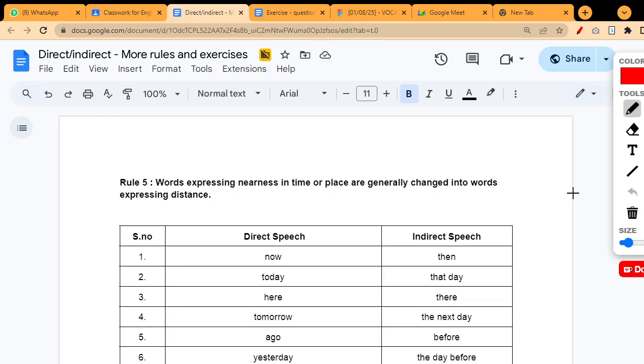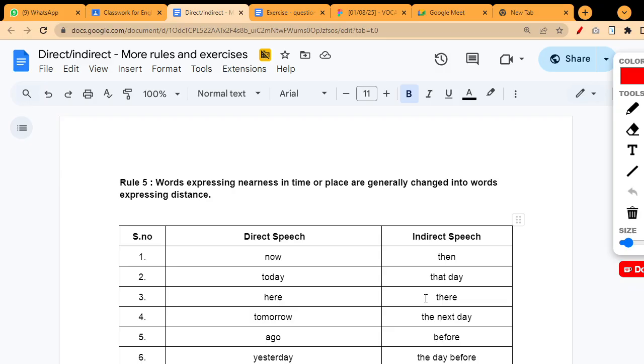So I have given here a few examples of what we are talking about. If in the direct speech we are saying now, then in the indirect speech we'll say then. If in the direct speech we are saying today, then in the indirect speech we'll say that day. If we are saying here, we'll say there. If we say tomorrow, we'll say the next day.